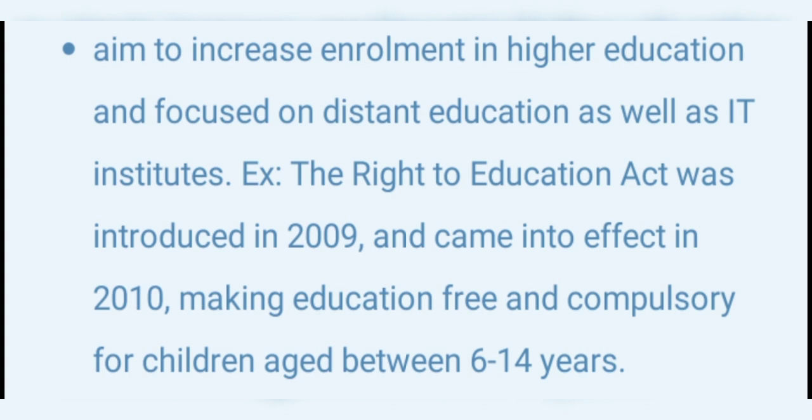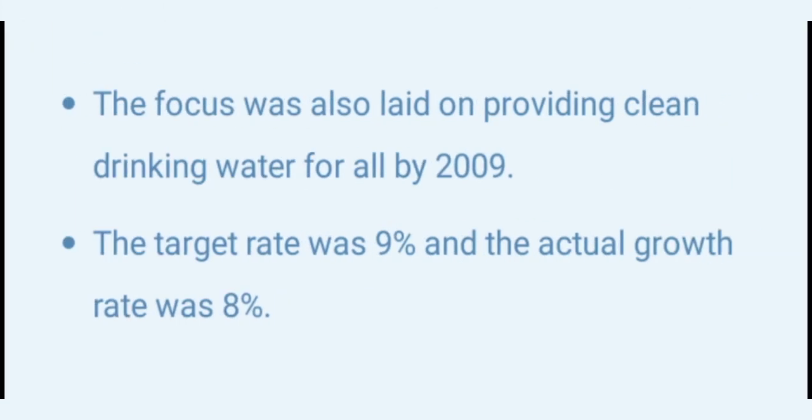For example, the Right to Education Act was introduced in 2009 and came into effect in 2010, making education free and compulsory for children aged between 6 to 14. The focus was also laid on providing clean drinking water for all by 2009. The target was 9, but actual growth rate was 8.